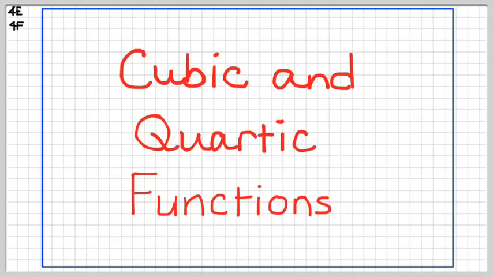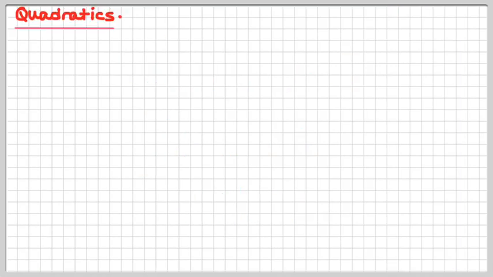Well, let's have a look at some cubic and quartic functions today. They are lots and lots of fun. I'll help you to understand them, hopefully, a little bit better than you may have up to this point. Now, going back to quadratics, just as a little recap, even though we're only dealing with cubics and quartics in this exercise, it helps to set the scene.